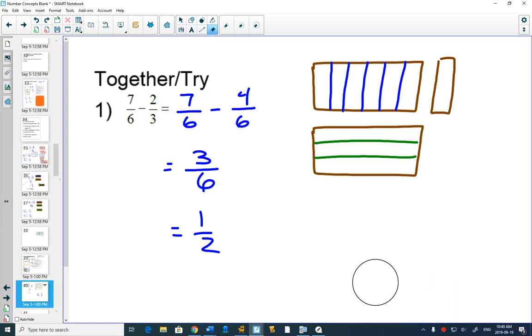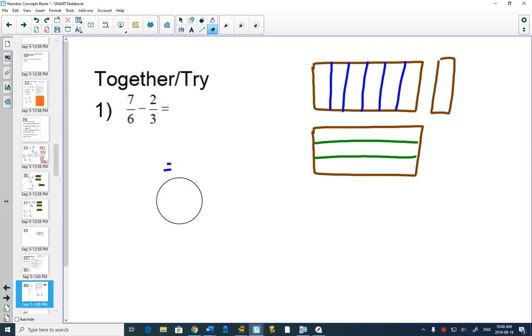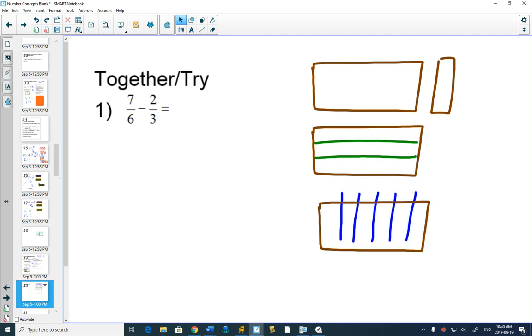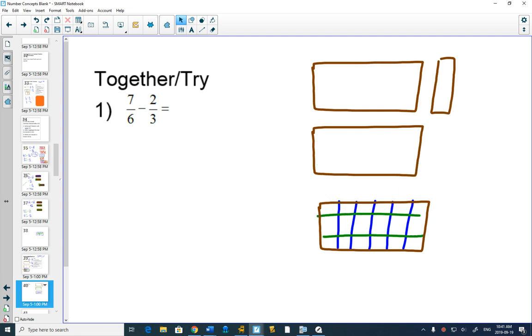Option number 2. Was that too fast to erase? No. Everybody good? Okay. Option number 2, we have our chocolate bar. We have our pieces that are 6s this way. We have our pieces that are 3s this way. How many pieces in a full chocolate bar? 18 again. It's kind of nice we have the same numbers.